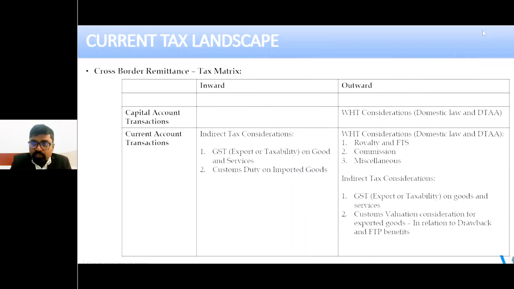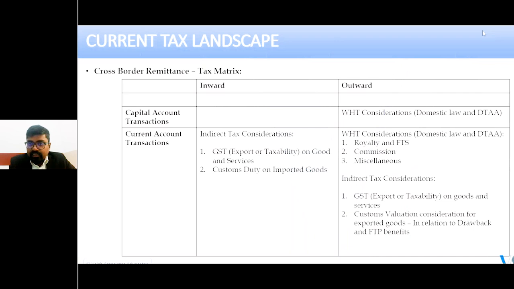seeking to tax an income which is basically going into the hands of a party who is not a resident of your country. So it becomes very difficult for the tax authorities to extract tax on that. So what they do is that they frame provisions within the domestic law to withhold taxes on that.